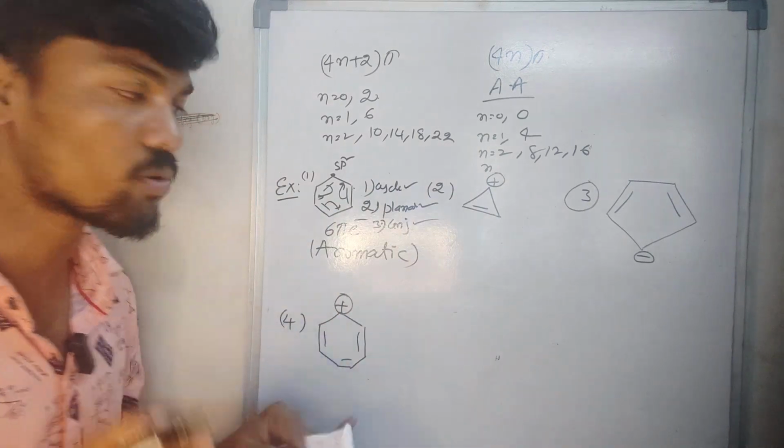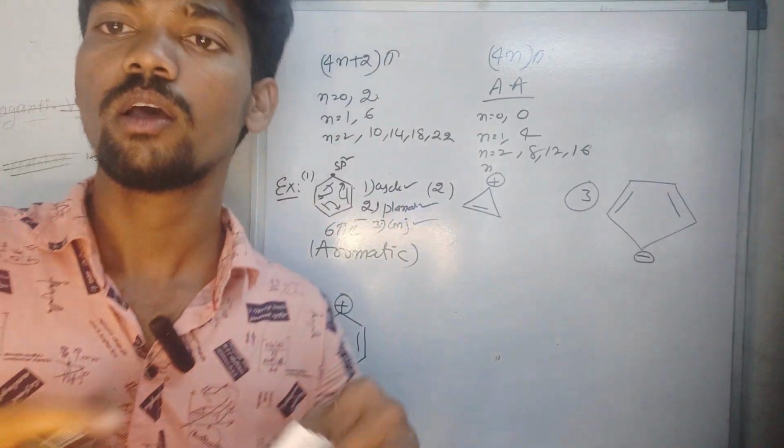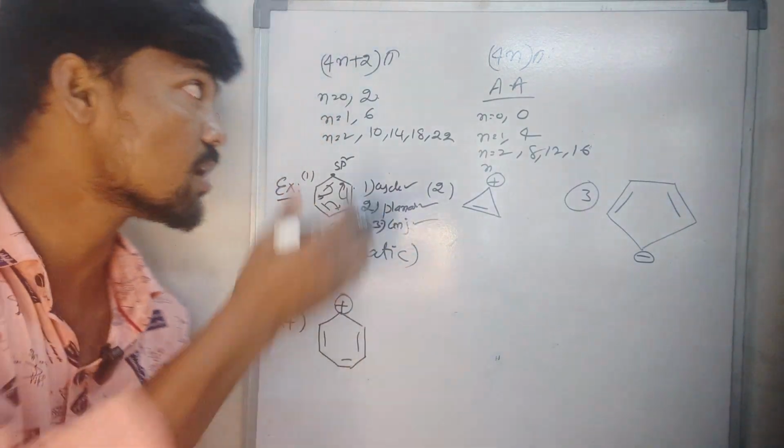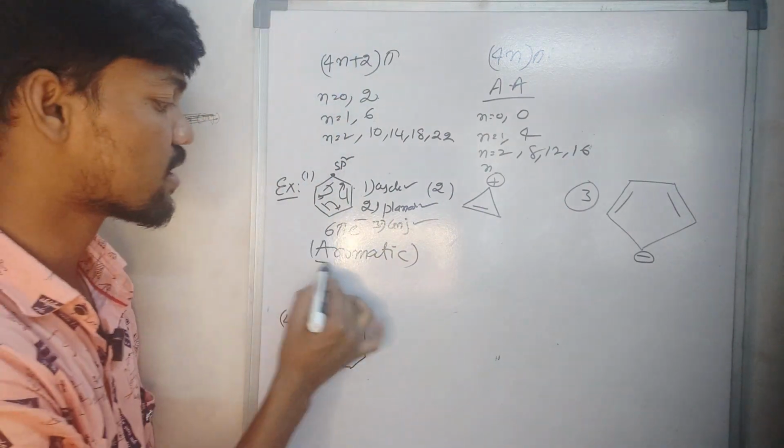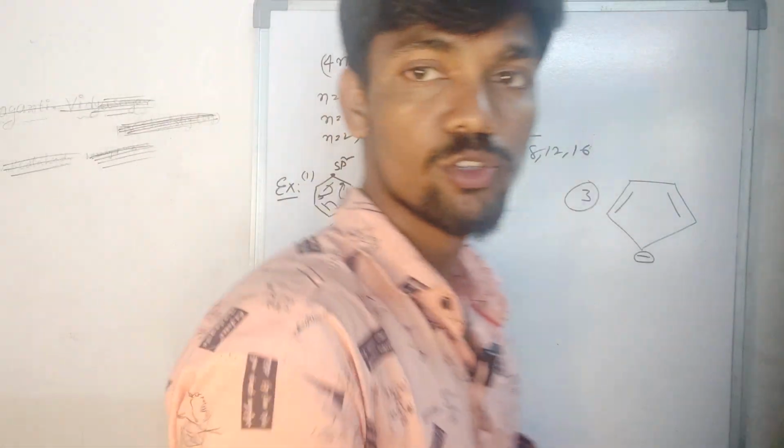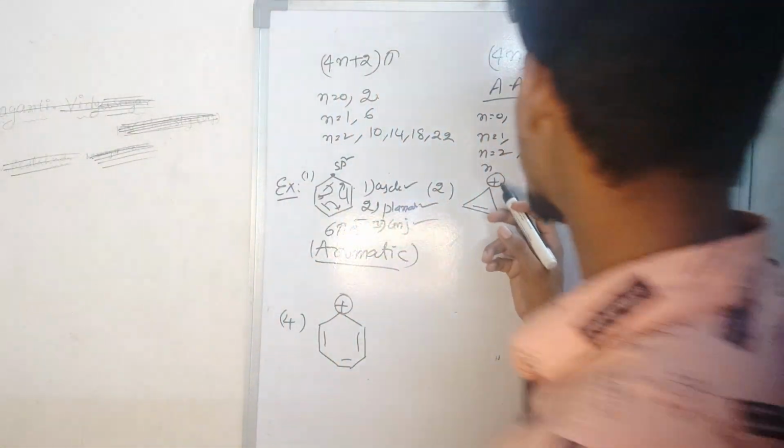Next, now you have to calculate: 6 pi electrons are there. 6 electrons fits the aromatic 4n plus 2 rule. So that's why it is an aromatic compound. Coming to this next one, what happens here? Sir, it is positive.